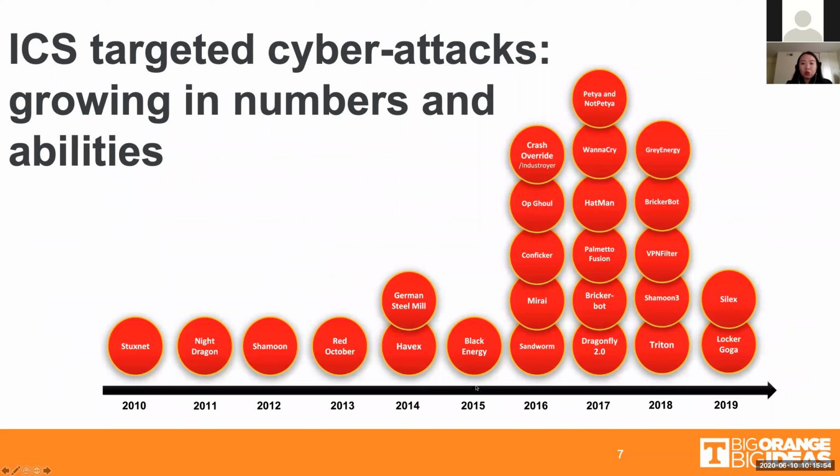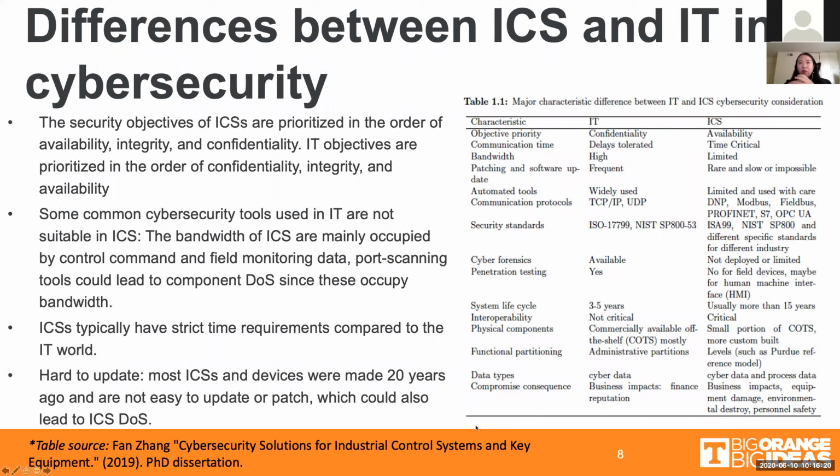This figure shows the timeline that I summarized about the major ICS targeted cyber attacks since 2010, which shows that the number and the capability of ICS targeted attacks have grown rapidly. So this indicates that enhancing the cybersecurity of ICS is urgent. So you might want to ask, there is already very mature cybersecurity technology in the IT world. Why don't we just adopt it for the ICS to enhance the cybersecurity of ICS?